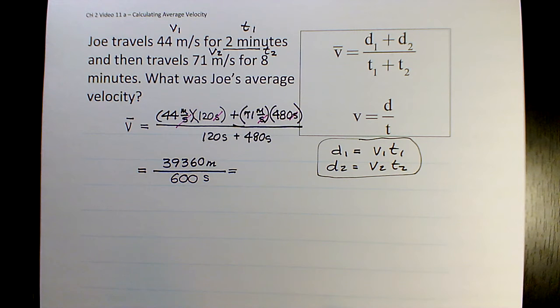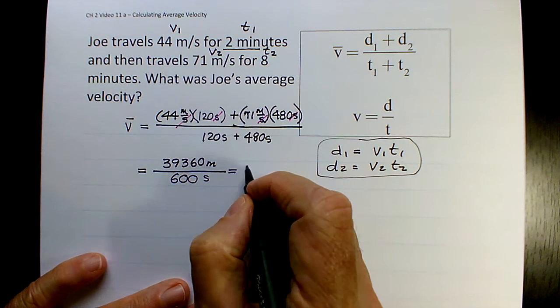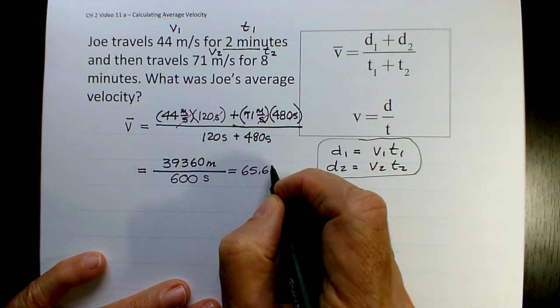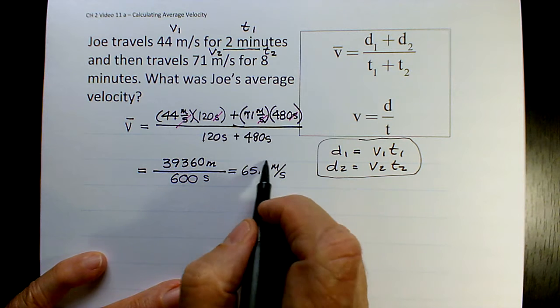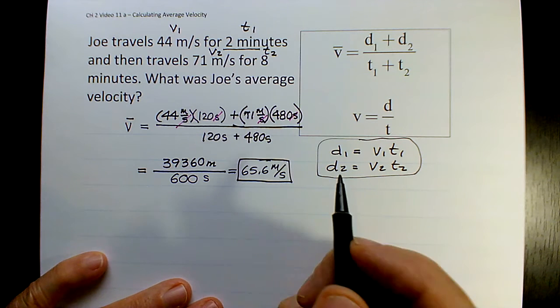So divide 39,360 by 600. Let's see. Of course, you have to key it in correctly. I get 65.6 meters per second for the average velocity that Joe has traveled at.